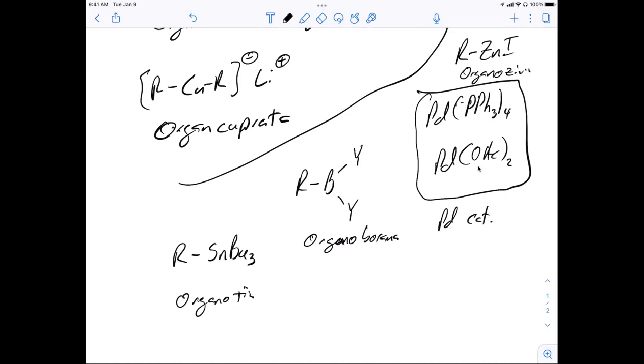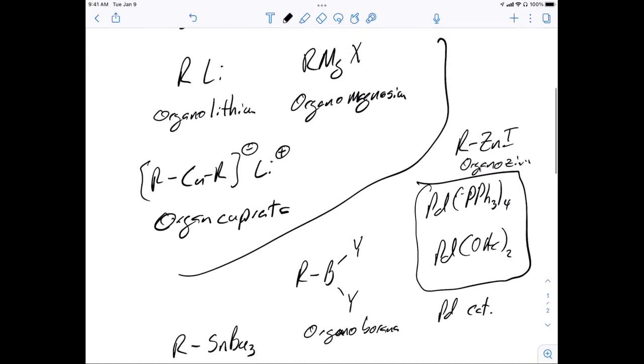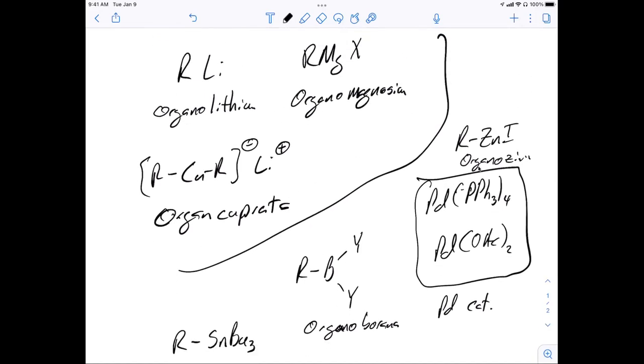Now the main reaction for the first ones we have, the magnesium and the lithium, are nucleophilic attack type reactions. For the rest of these, including the cuprate, the zinc, the boron, the tin, we're going to be using coupling reactions. Okay, so the first group we're going to be looking at are nucleophilic reactions, and then the second group are coupling reactions.